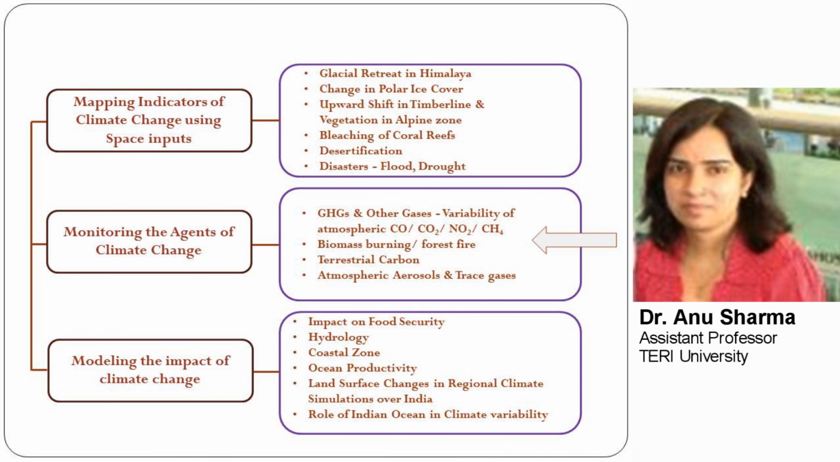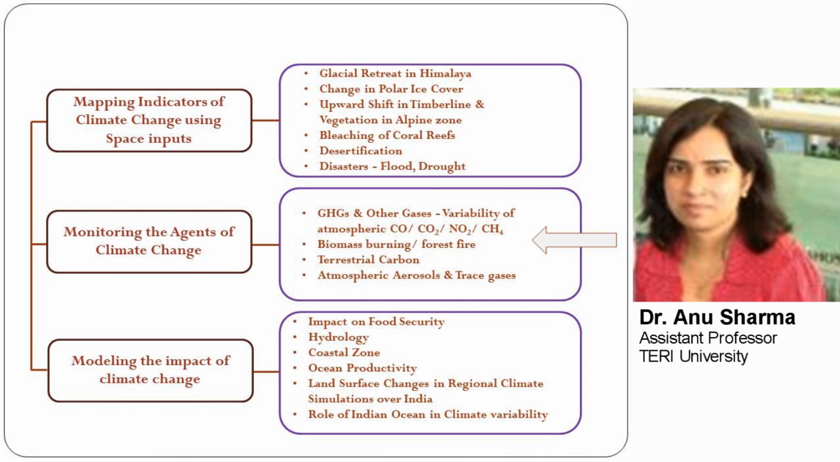Third category is if we want to model the impact of climate change. If I want to monitor the impact on food security, or the impact on ocean productivity, these are all output variables that are available to me just from satellite remote sensing. Since my expertise is in monitoring the agents of climate change, I would mostly be talking about how these parameters are monitored and how I can use them for a particular application.